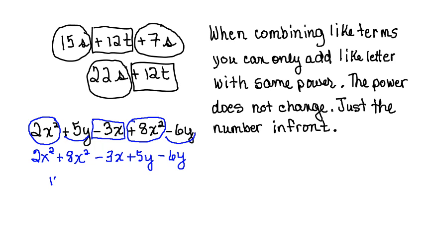And so we'd have a 10x squared here, minus 3x doesn't have the same power to it, so it's not a like term. And we have a plus 5, take away 6. Big number carries a sign, so a minus 1y. No teacher will get upset with you if you put the ones in there. It's perfectly okay to do.